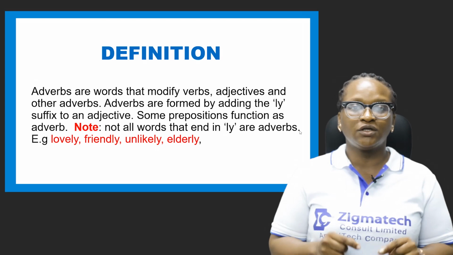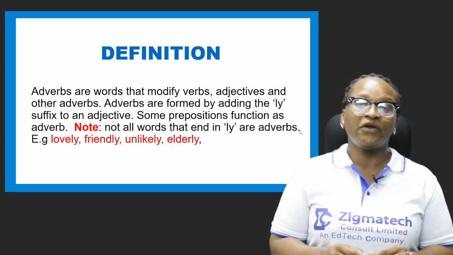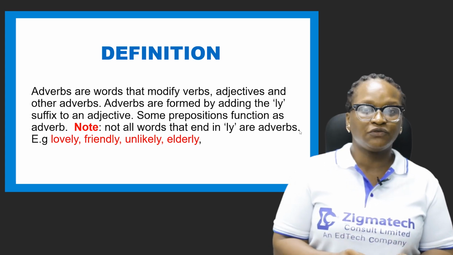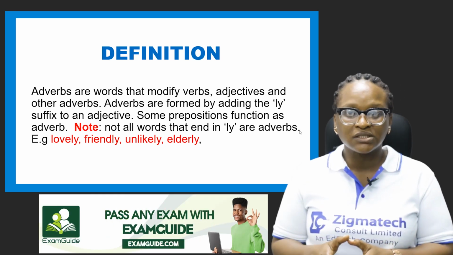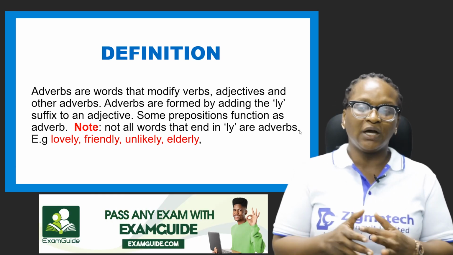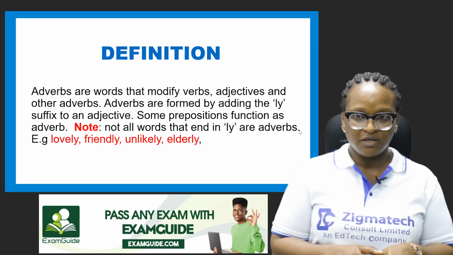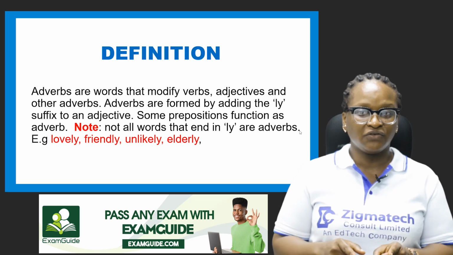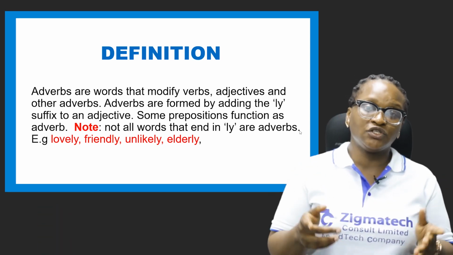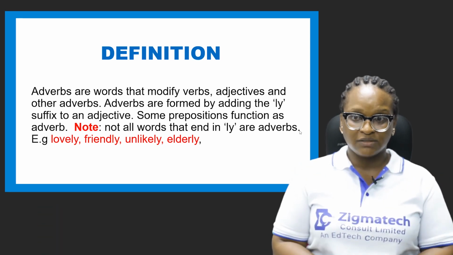So if I have the word beautiful, it is very easy to form an adverb from beautiful. What I have to do is add my ly suffix to beautiful, and I will have beautifully. All right, so that is it. Adverbs are formed by adding the ly suffix to an adjective. Some prepositions function as adverbs.